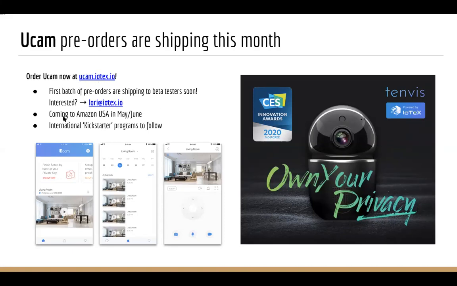The timeline for this is likely coming to Amazon US in May and June, and then also thinking about some international Kickstarter programs to follow. But I think this is a different side of the project now that we've created the technology, we've built IoTeX firmware and software into this hardware. The nature of the hardware business kind of comes into play, right? I think shipping physical products around the world during these times is tricky, but it's something that I think has a lot of promise. And there's some screenshots here of the actual Ucam app.